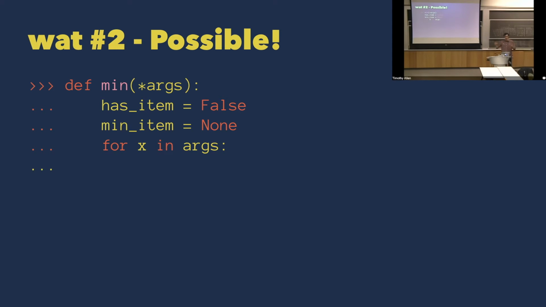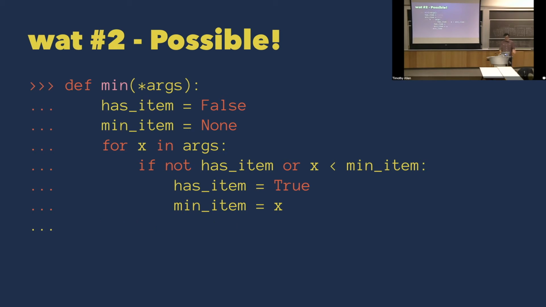We'll go through all of the elements in args, and if has item has not been flipped to true yet, or if the element that we're looking at right now is less than the minimum item that we've seen so far, we set has item true, minimum item to x, and we return the minimum item. That's not actually how min works at all, but it's a really boiled down version of it. So what's the key here? The key is this less than operator here when we're saying x less than min item.